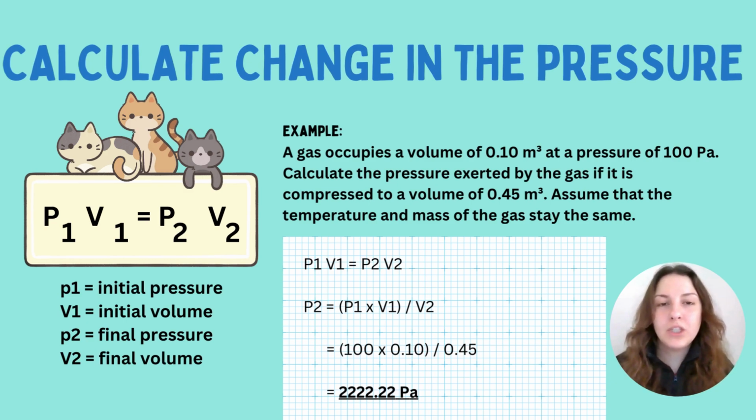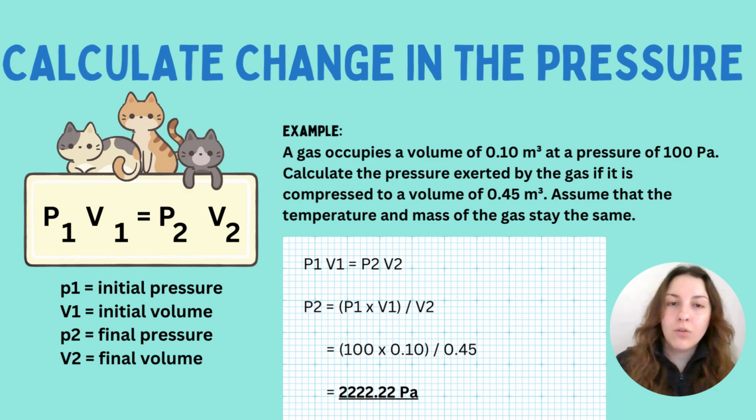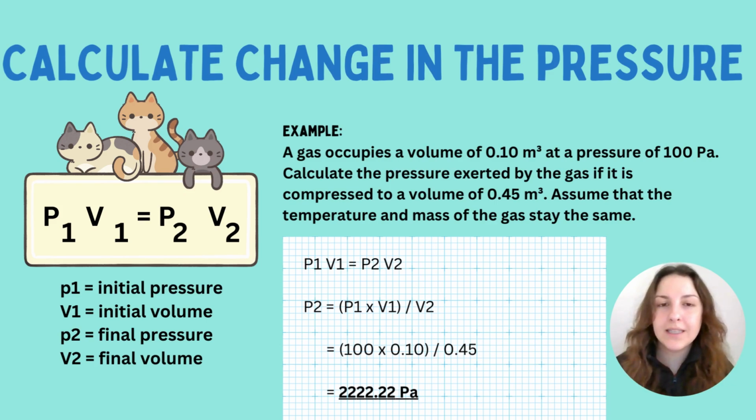So P1 in the question is 100 pascals. We're timesing this by the initial volume, which is 0.10 meters cubed. And we're dividing this by 0.45, which is the final volume as well. Really important that you check your units, because that will give you an indication of what numbers go where. Remember, pressure is in pascals and meters cubed is the volume.